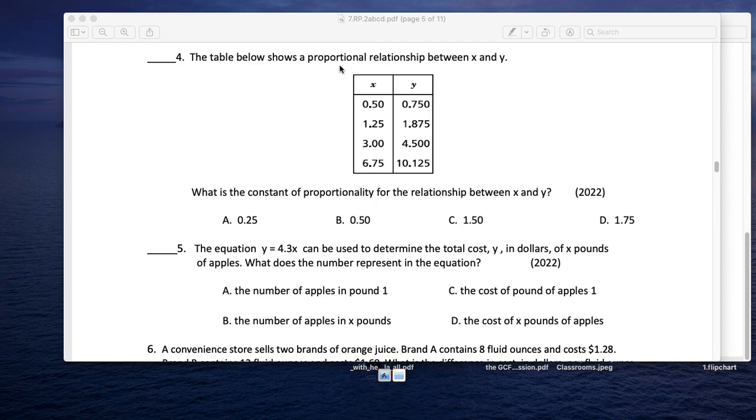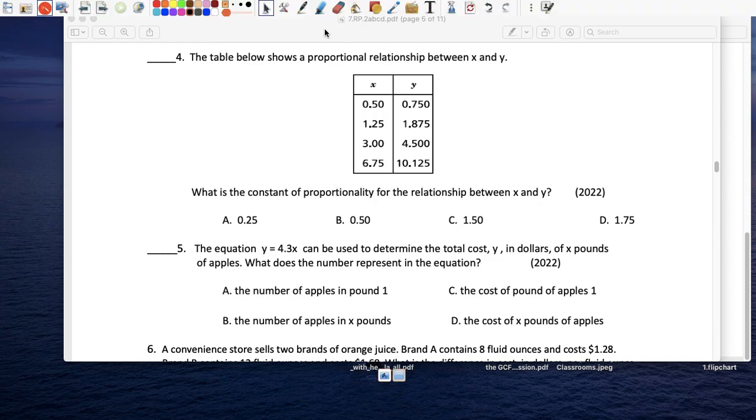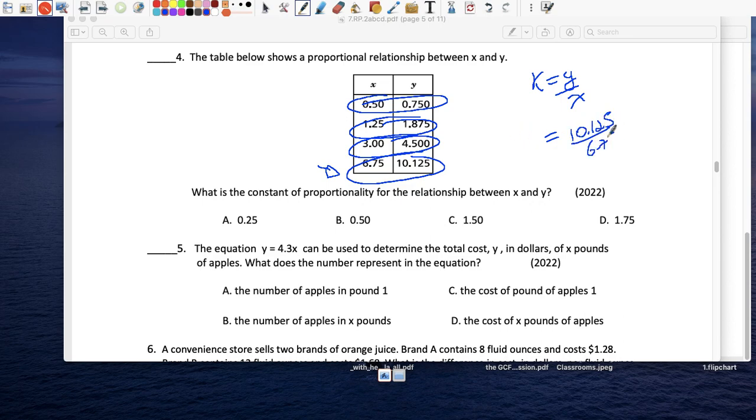So the table below shows a proportional relationship between x and y, so we already know it's proportional. What's the constant of proportionality? Well, k equals y over x. So pick any of these, it doesn't matter which one you pick. Let's pick the last one. 10.125 divided by 6.75, and we get the constant of proportionality, 1.5. There. If you did the same thing with each of the other ones, you would also get 1.5.